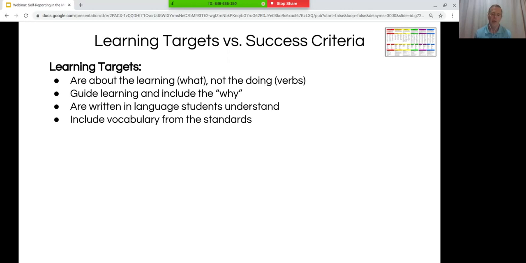They include vocabulary from the standards. I've worked with some teachers, this is years ago, and I will never forget describing exponents using the terms big number and little number. And I'm like, but they're on the board. They're both really large numbers. We have to use the words base and exponent. That's what comes from the standards. We have to expose kids to that.